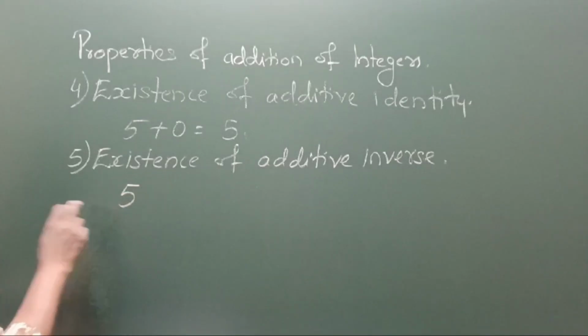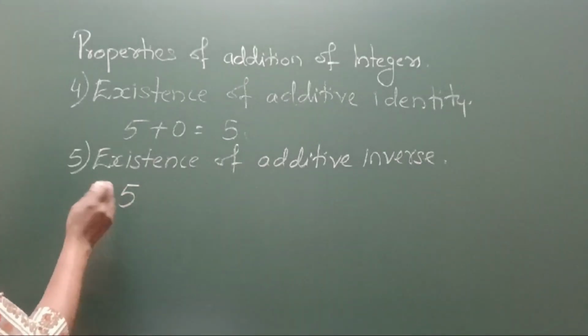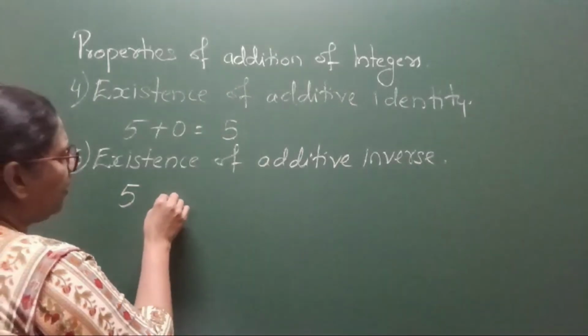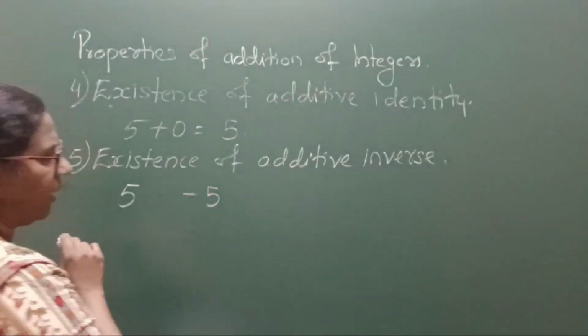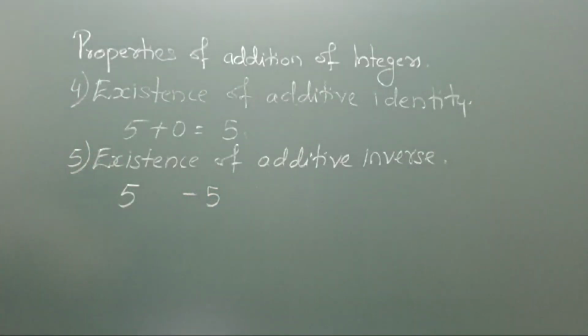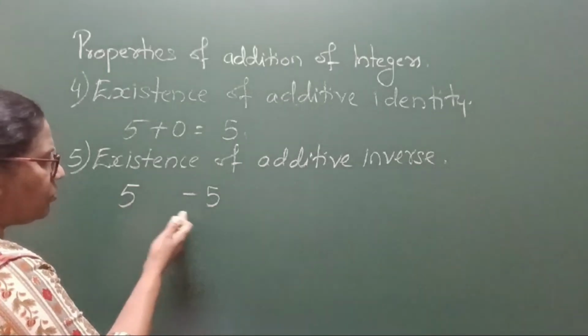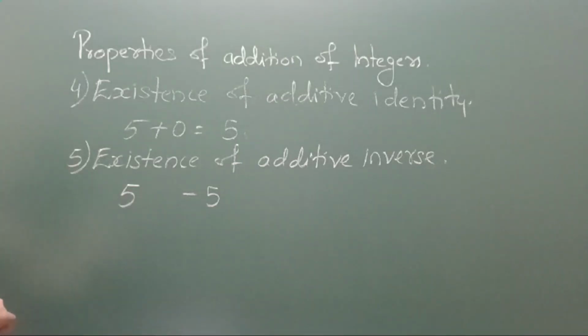This is an integer. This is a positive integer. Since there is no sign given, it is understood that it is positive. So its opposite is a negative integer, that is minus 5. 5 is a positive integer and the opposite to this positive integer 5 is negative, that is minus 5. So that is existence of additive inverse.